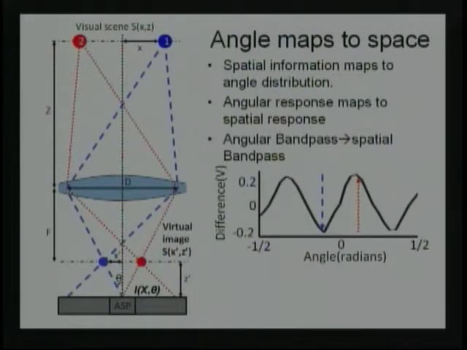Well, first of all, let's just check that idea. Remember from before, from the ray diagram, that if we have a bandpass filter in angle, then that maps back to a bandpass filter in space. So everything that we're talking about in the angle domain maps to a spatial transform.